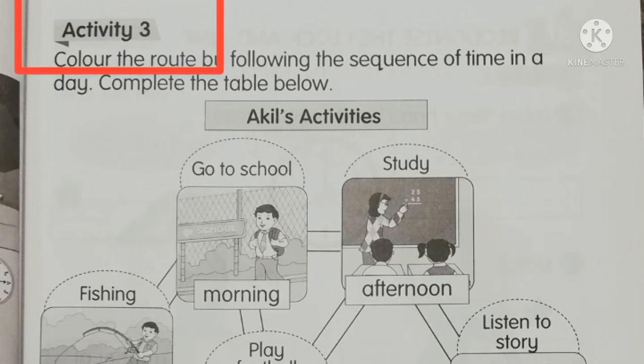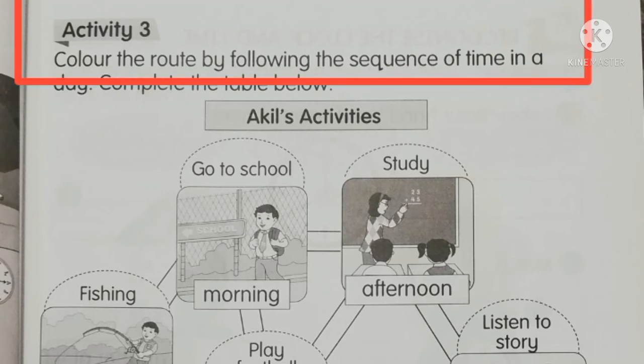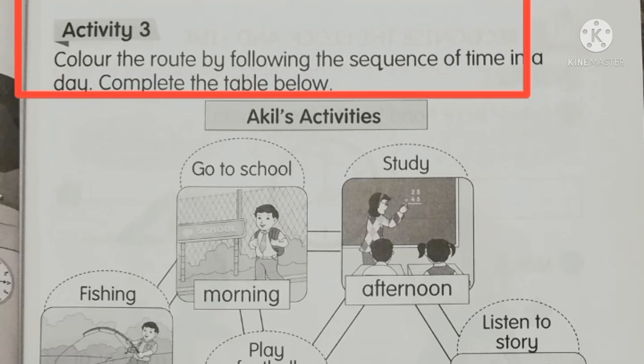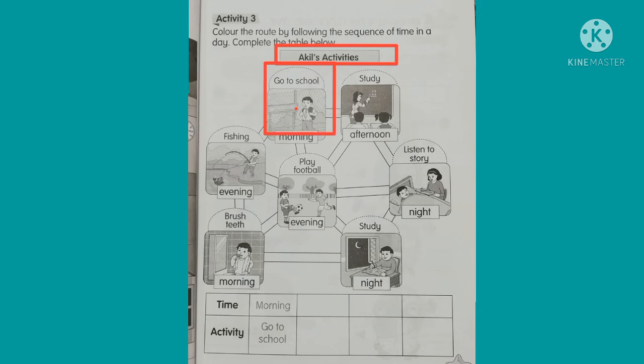Activity 3. Color the route by following the sequence of time in a day. Complete the table below. Akil's activity. Okay, this is Akil. He goes to school in the morning. So, write the time, morning, and write the activity, go to school, in the box.